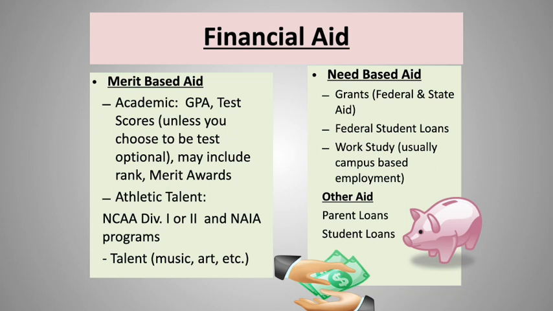All right, so we talked about merit-based aid, which is based on your GPA, maybe test scores. You can get financial aid through athletic talent, NCAA, Division I, II, NAIA, maybe talents through music or art, where students have to go and perform. There are need-based grants, both federal and state aid, federal student loans, work study, parent loans, and student loans.